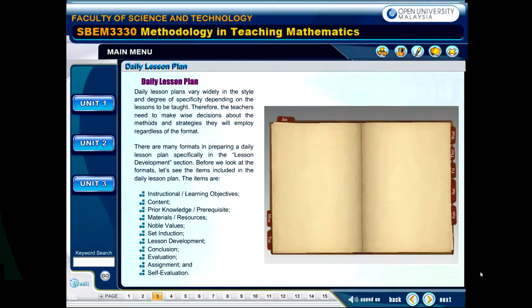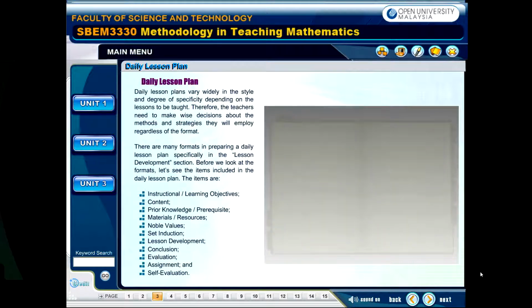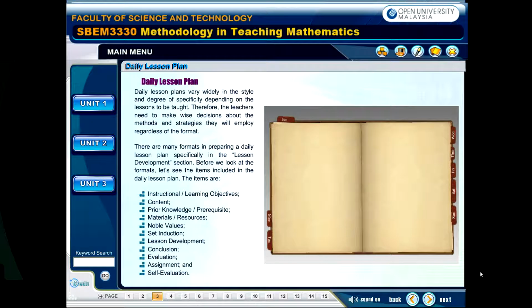Daily lesson plans vary widely in the style and degree of specificity depending on the lessons to be taught. Therefore, the teachers need to make wise decisions about the methods and strategies they will employ regardless of the format. There are many formats in preparing a daily lesson plan, specifically in the lesson development section. Before we look at the formats, let's see the items included in the daily lesson plan.